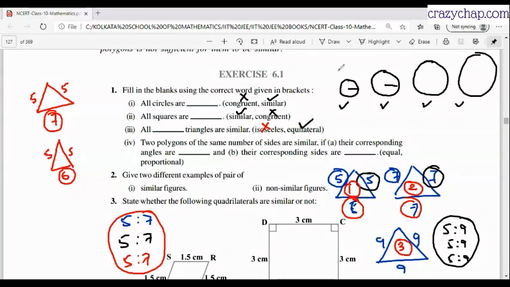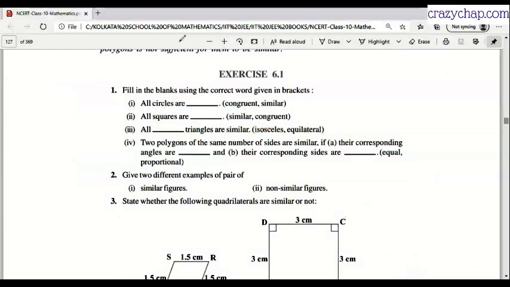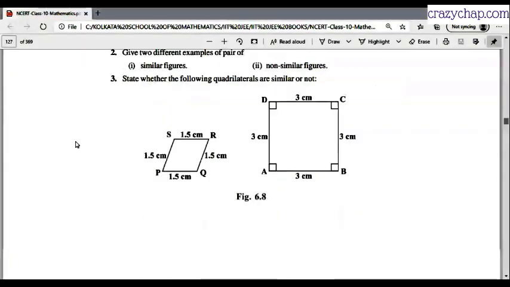Okay, let's come to question number 3. Let me raise the screen. Tell me number 3, please. Yeah, they are similar because the ratio of the sides are similar. 1.5:3, that is 2. So all the sides, the ratios are similar.